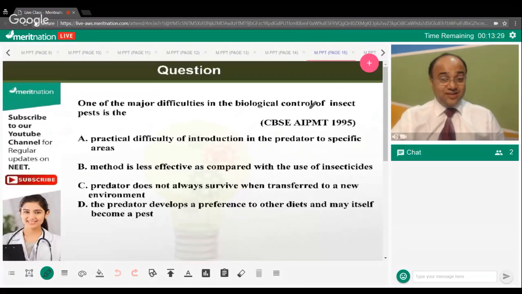Okay, one of the major difficulties in the biological control of insect pests is what? Let's make it quick. VAM is actually an Italian name for the mycorrhiza over there. And here, Akanksha has given me the right answer. The predator develops a preference for other diets than the intended pest, which I am trying to clear off, or it may itself become a pest. Right? So that is the right answer.